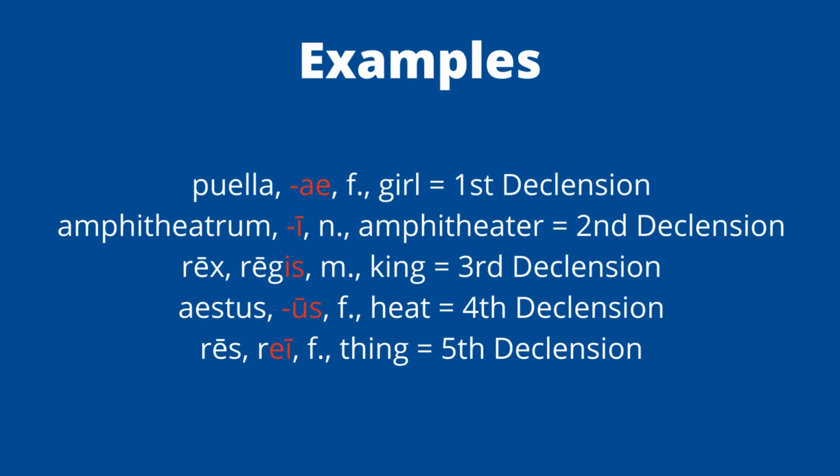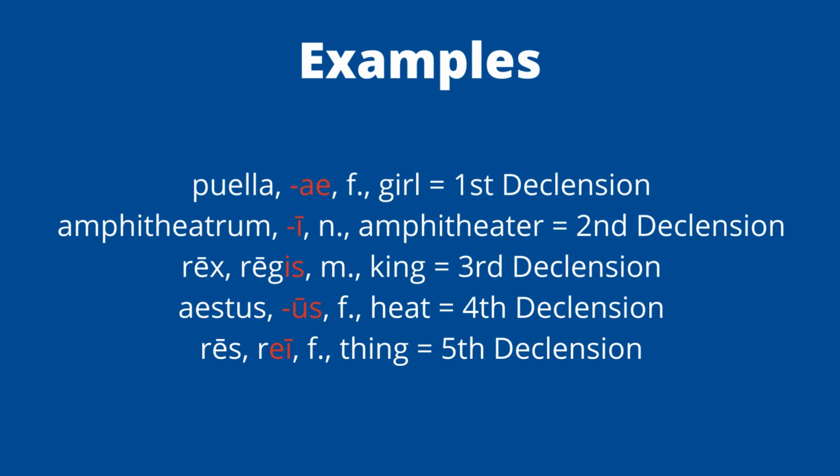So here's some examples of it in action. Again, these are sort of dictionary entries of Latin nouns. If you were to look up again the word girl, puellae, the AE makes it first declension. Amphitheater has a long I. The gender doesn't really matter here because the groups have different genders. For instance, second declension has some masculine, some neuter words. Don't worry about that. The long I is telling you it's second declension. For the word king, rex, regis, that IS, third declension. For the word heat, aestus, the US makes it fourth declension. And for the word res, meaning thing, there's a lot of ways you can translate that, but the EI makes it fifth declension. So this is what you want to get used to doing.